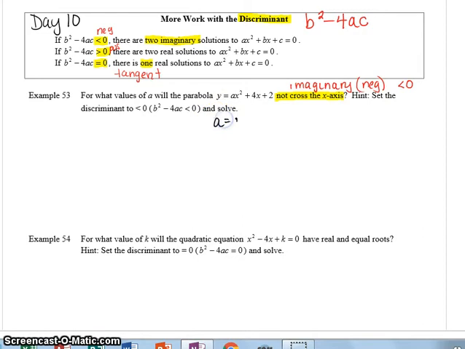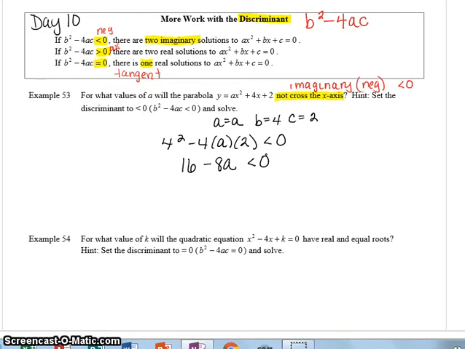Okay, so now let's look at that. So A is A, that's what you're solving for. B is a positive 4, and C is 2. So my discriminant is 4 squared minus 4 times the A times my C. And it is going to be less than 0 because of the does not cross the x-axis. So when I simplify this, I'm going to get 16 minus 8a is less than 0.